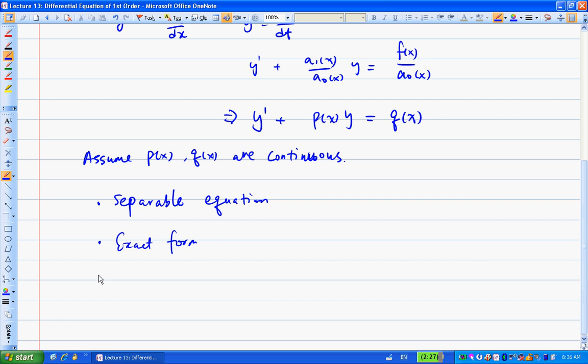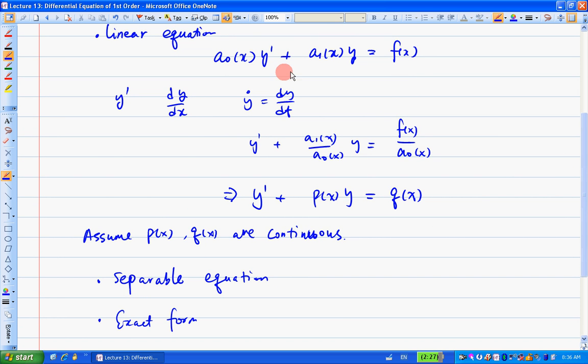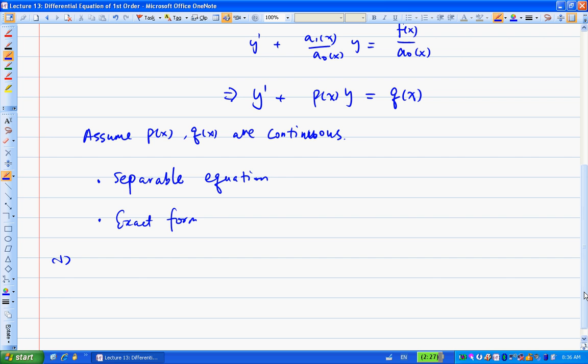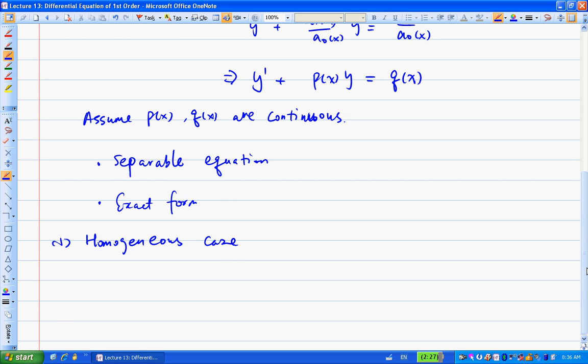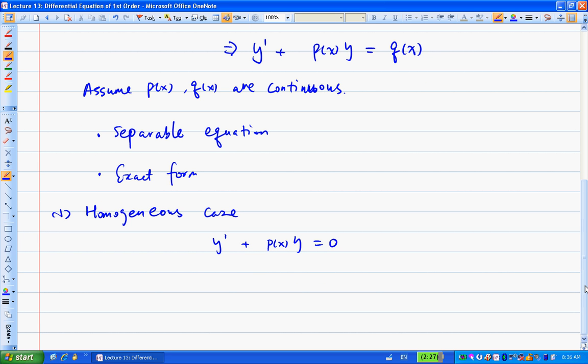So the first case we're going to look at is when f(x) equals 0. That's what we call the homogeneous situation. The homogeneous case means y prime plus p(x) y equals 0.